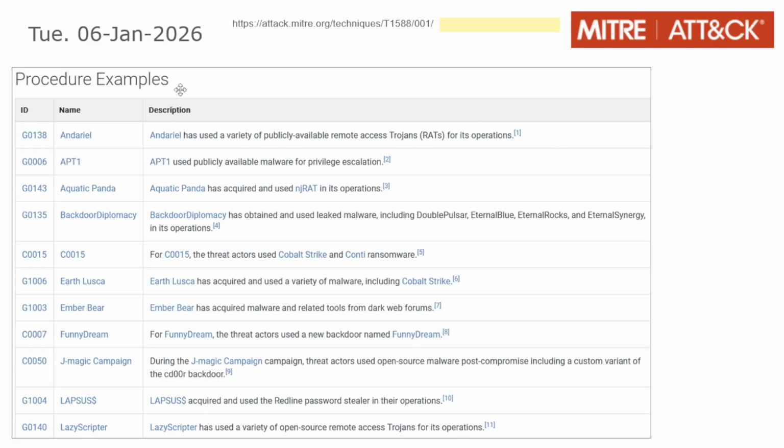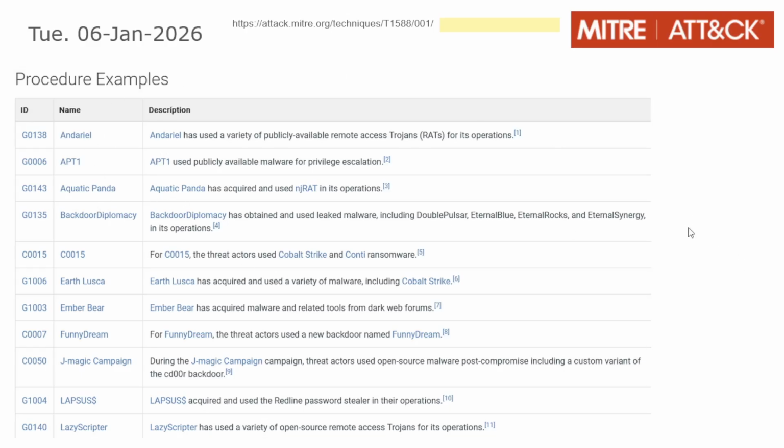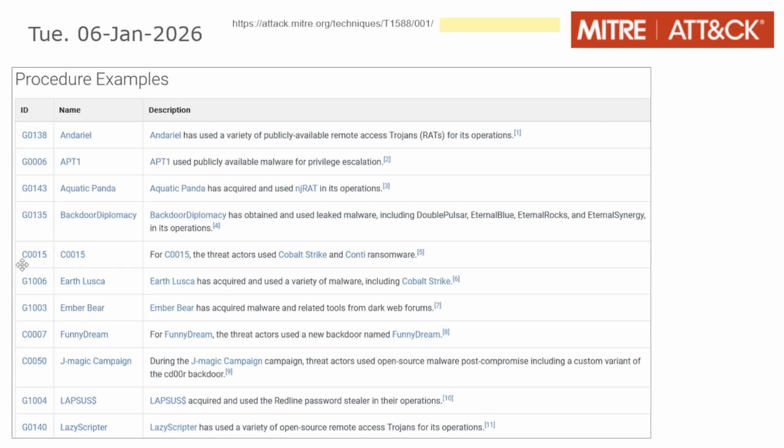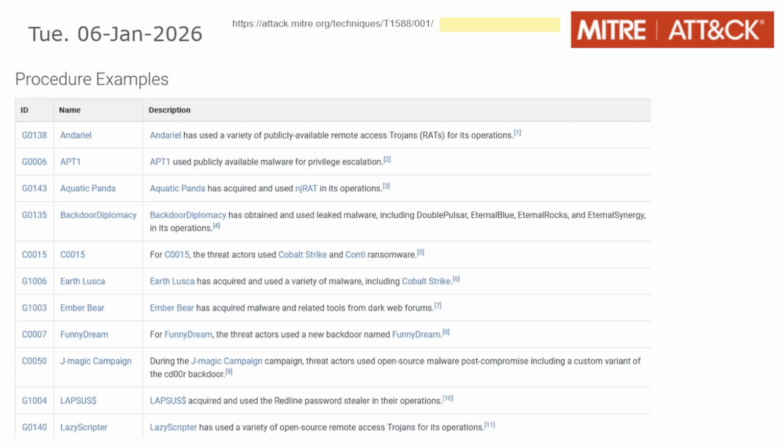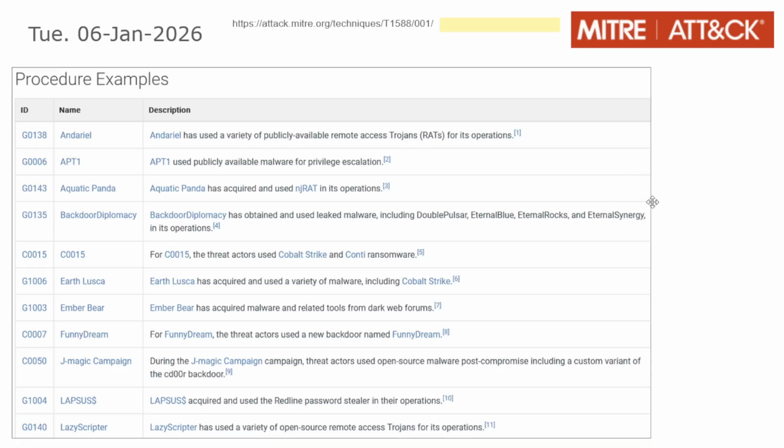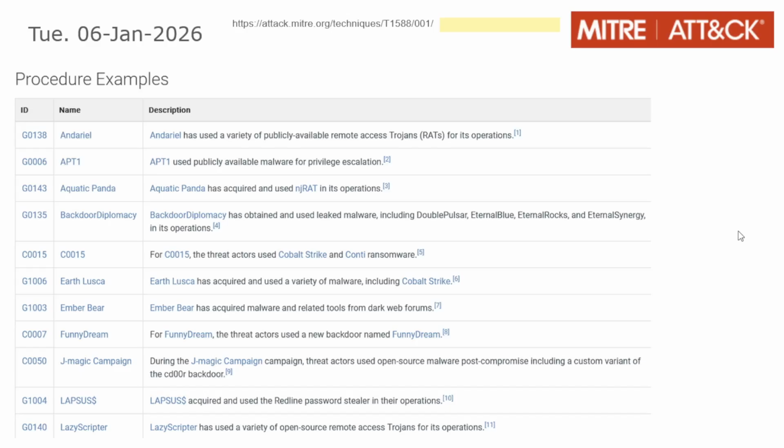Good, let's continue with the procedures here. So we have, as I can see, some groups, we have some campaigns, we don't have software in this list. Let me take a look real quick if I find one. In the entire list there is not even one software example. And that might make sense, since software might be the malware itself, right?